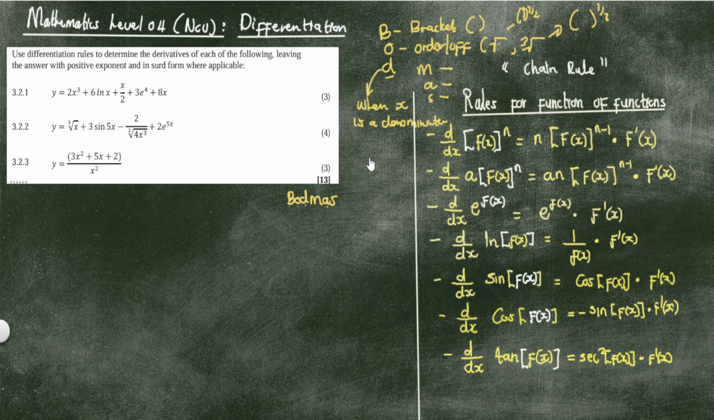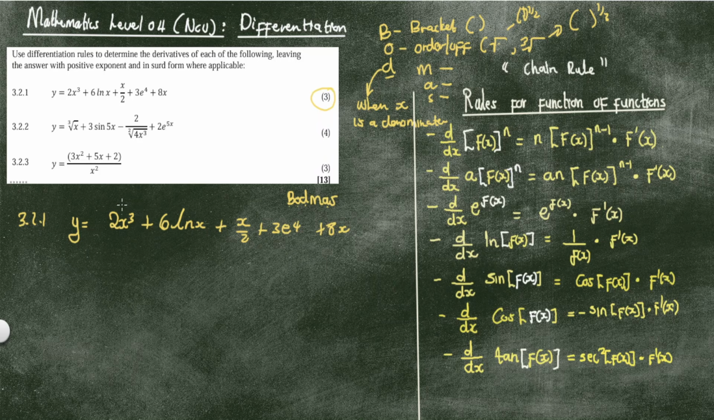Now we are presented with an example, 3.2.1. For instance, y is equal to 2x cubed plus 6 ln x plus x over 2 plus 3 e raised to exponent 4 plus 8x. Do you see how many marks this one carries? 3 marks.